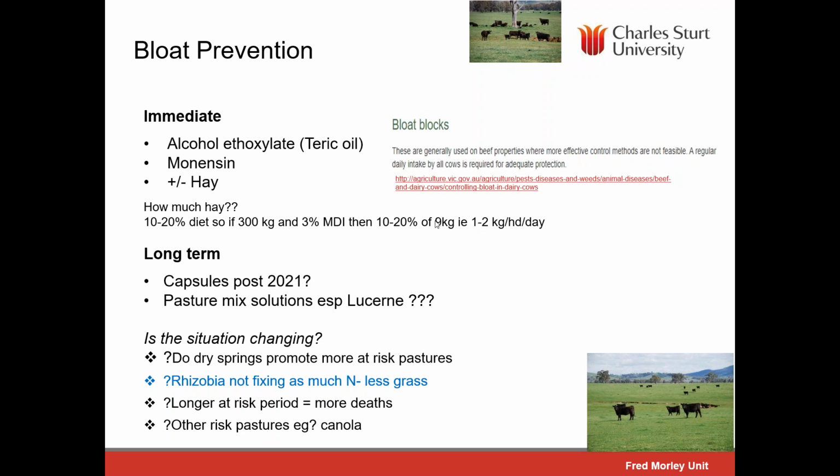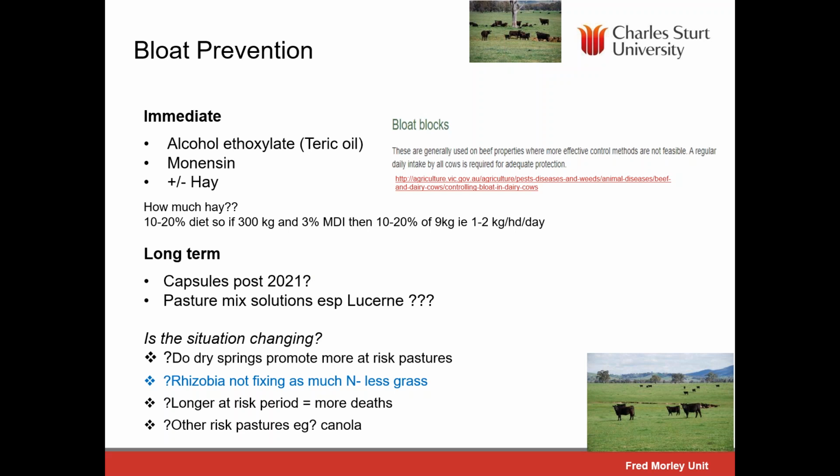That should say 0.9, 9 kilograms, yeah. So that's 9 kilograms is what it's eating, and 10% of that is 0.9, 20% is 1.8, so I've rounded that to 1 to 2 kilograms per head per day of hay. So they're the immediate things that we can look at, and the long term, the capsules were effective and are still on sale in New Zealand.